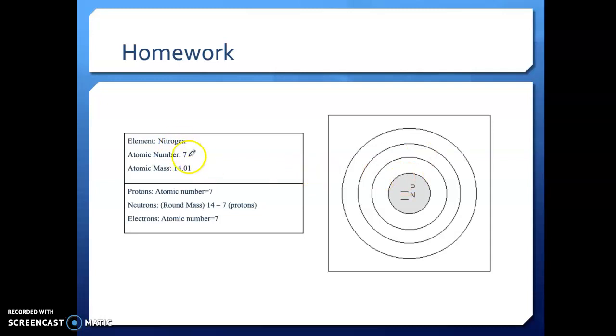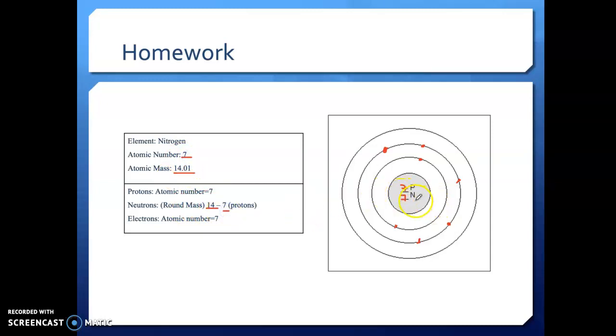So nitrogen's atomic number is 7, so I know I have 7 protons, and I know I have 7 electrons, so I've got to fill it in. 1, 2, and then my next one's going to have 5 electrons. 1, 2, 3, 4, and they don't have to be perfectly spaced, 5. So a total of 7. And then neutrons, what I have to do is take my mass and round to the nearest whole, which is 14, and subtract protons 7 to give me 7 neutrons.